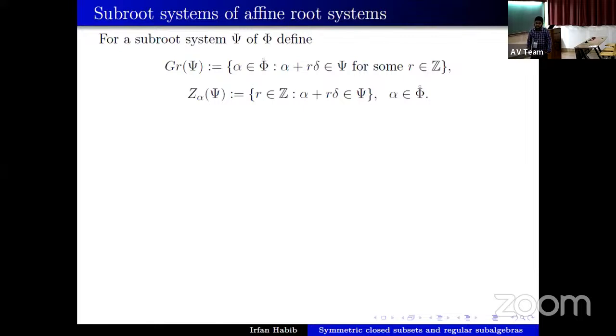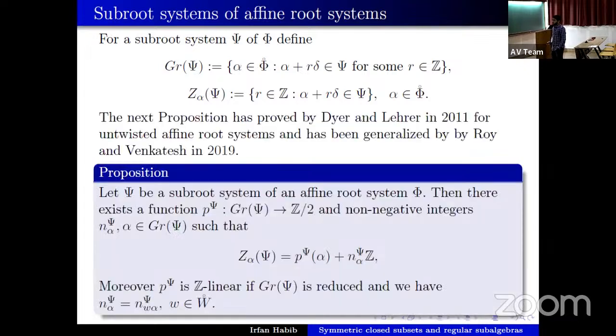Okay, so if you start with a subroot system Xi, then we can define two things. One is called the gradient, which is the collection of all alpha inside Phi naught such that alpha plus r delta is inside Xi for some r. And for each alpha belonging to the gradient, we can define Z alpha of Xi, the set of all r belonging to Z for which alpha plus r delta is inside Xi. If we have these two pieces of information, then we know Xi.